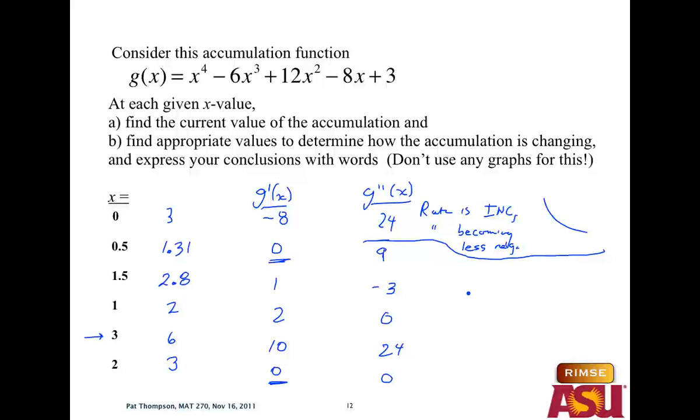Brent? The change in concavity. There's a change in concavity. Is there a change in concavity at x equals 0.5? David, what do you think? So we have a pause, and our rate is increasing. We have a pause, and our rate is increasing.